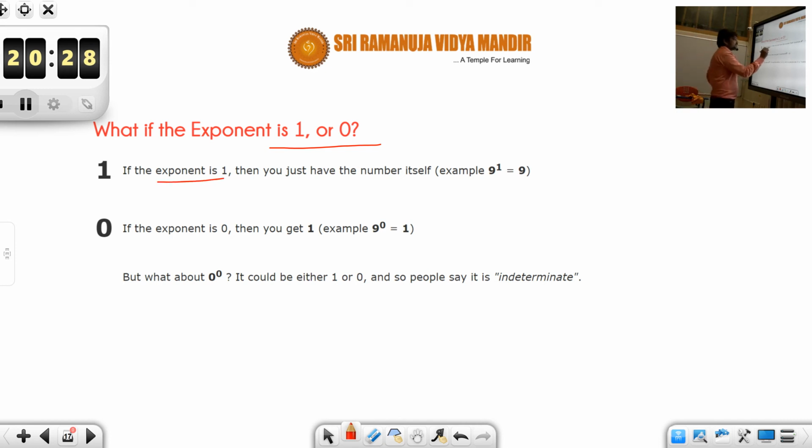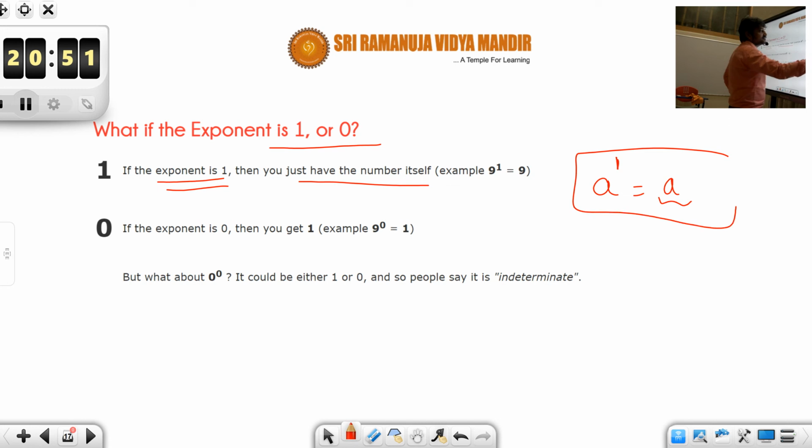If the exponent is 1, what do you mean? You need to multiply the number only one time. So when there is some number a and the exponent is 1, multiply a with itself how many times? Only one time, which means you will get the same number. If it is 2, you will multiply a with itself 2 times. But your exponent is 1, so you end up with the number itself. Example, 9 raised to the power 1 is 9.